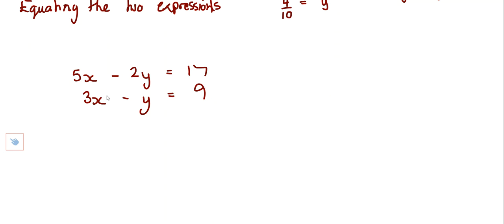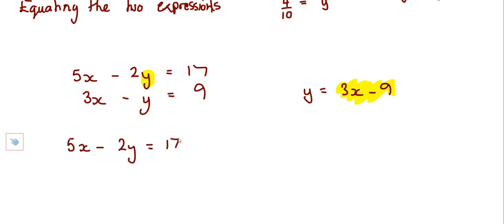So I could rearrange this one and make it y equals 3x minus 9. Now I could substitute this. That could replace this y. I could also, what if I wanted to equate the two sides? So I've got 5x minus 2y equals 17 again. Can I rearrange this one to make it y equals? Well, I can.